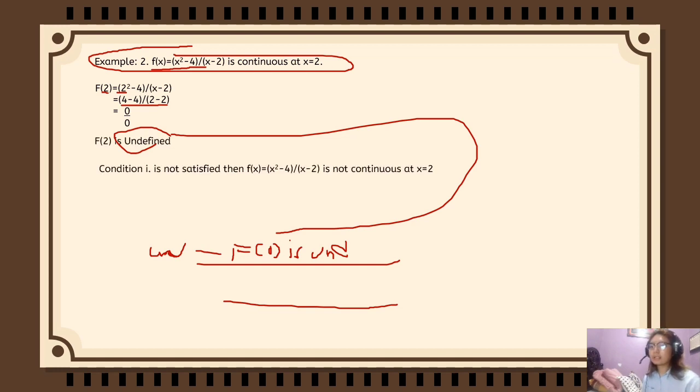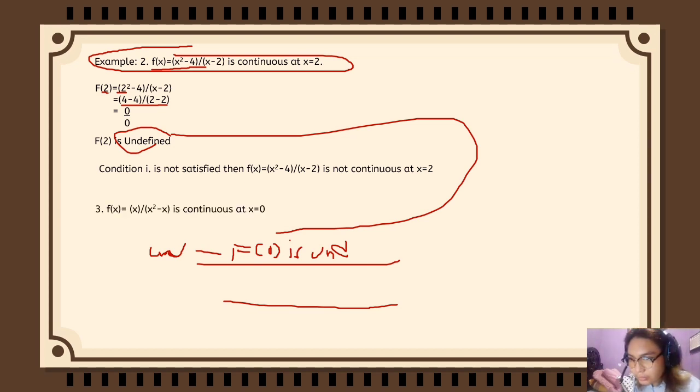Condition 1 or step 1 is not satisfied, then f of x is equal to x squared minus 4 all over x minus 2 is not continuous at x equal 2. So, hindi continuous to. So, invalid to. Okay.